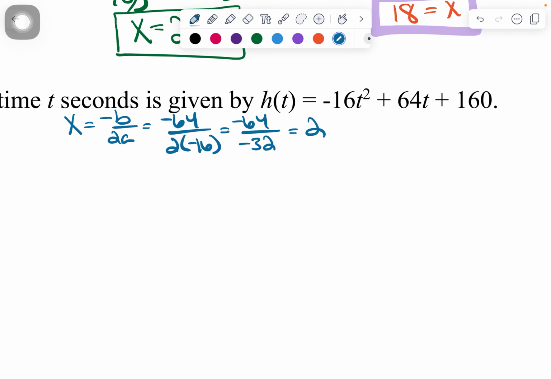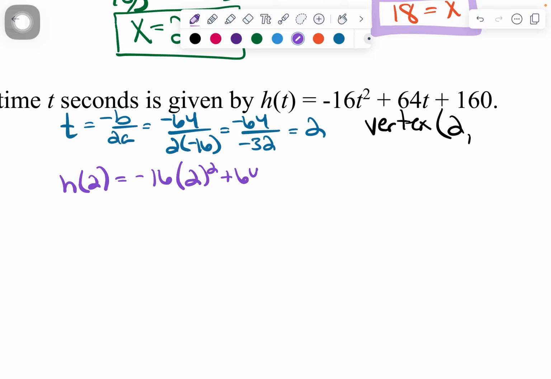As far as my vertex goes, actually let me write vertex here, just so you know what I'm talking about. We have 2, right? Our x value is 2. Now I want to find the y value, or the h of t value. So we're going to do h of 2, and everywhere I have a t, I'm going to replace it with a 2. Actually, I should change that because this equation was not written in terms of x, it was written in terms of t. Just a quick fix on that part. It doesn't change the values that I used. So negative 16 times 2 squared, plus 64 times 2, plus 160.